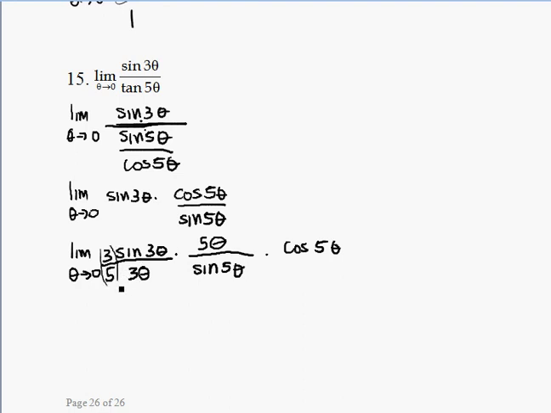So now I have 3/5. This limit is 1. This limit is 1. Plug in 0, I get the cosine of 0, which is 1. So this is 1. So I have 3/5 times 1 times 1 times 1, which is 3/5. And that's it.